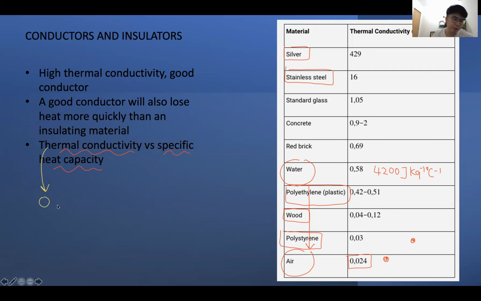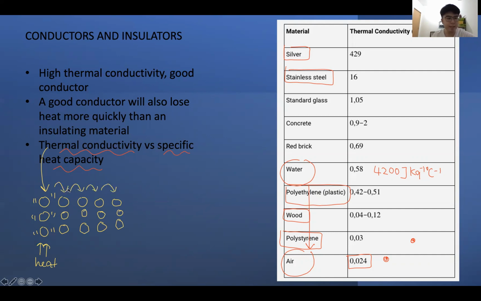So if you have atoms in a structure like this and you hit one end, here, the ability of this atom to pass the heat on to the next one, and onto the next one, and the next one, that is thermal conductivity. How well they pass on the heat.